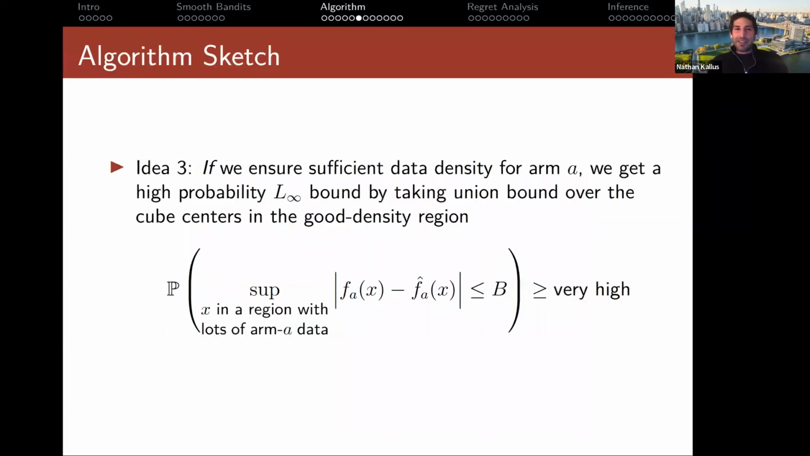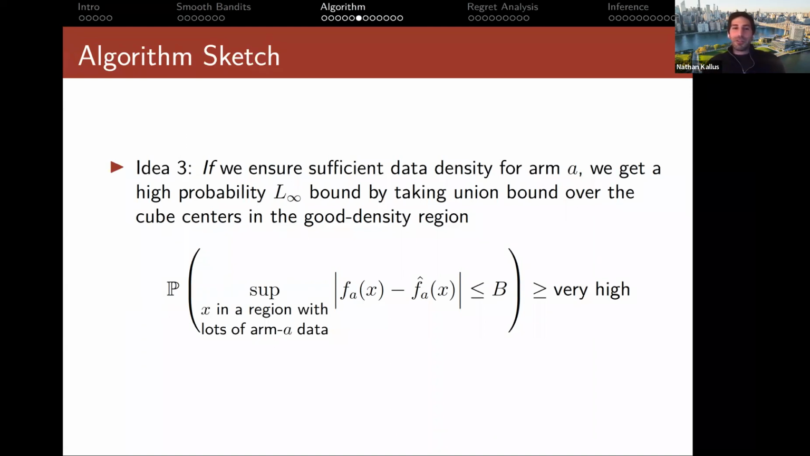Well, the next idea is that, again, if we have enough data, then we can ensure a high probability L-infinity bound on the error of our estimates just by taking a union bound over these cubes. And that's why I'm discretizing, because now I only have finitely many estimates. So to get a nice probabilistic guarantee, all I have to do is union bound.